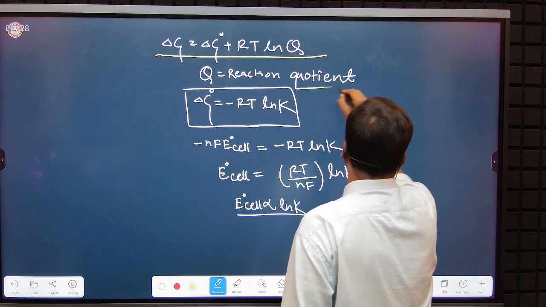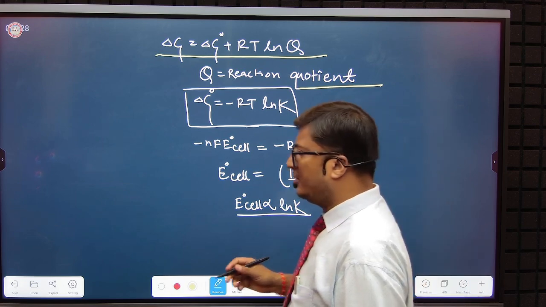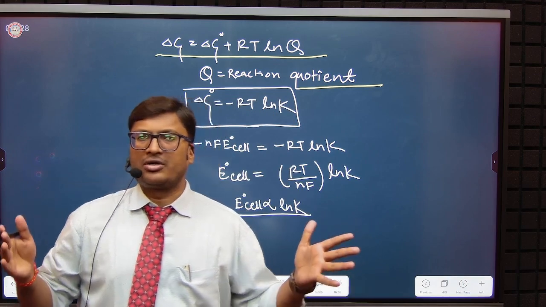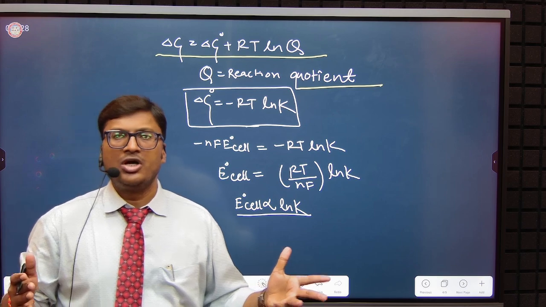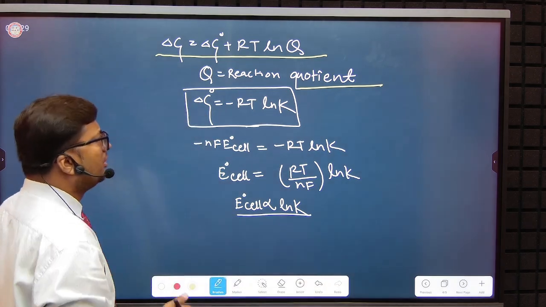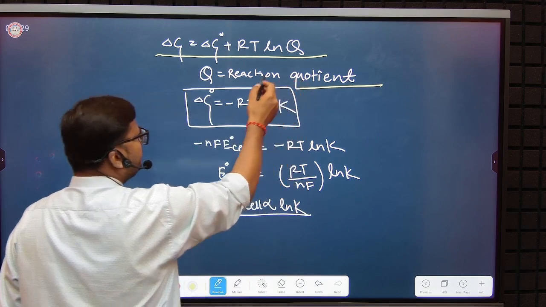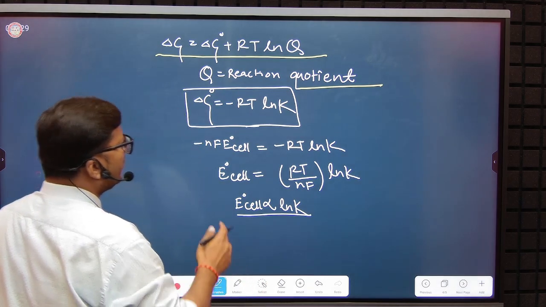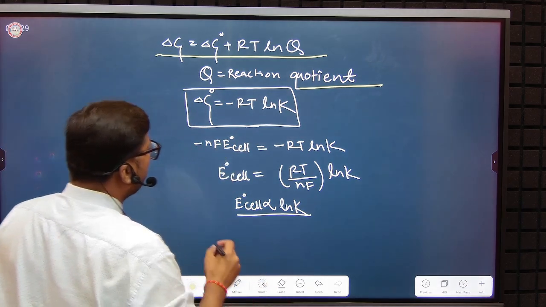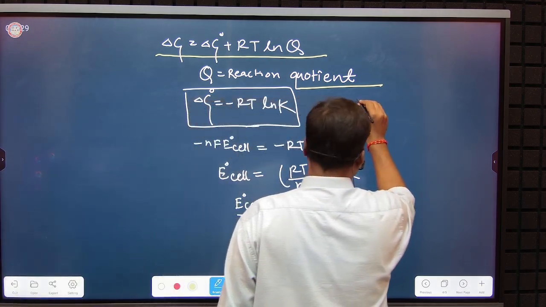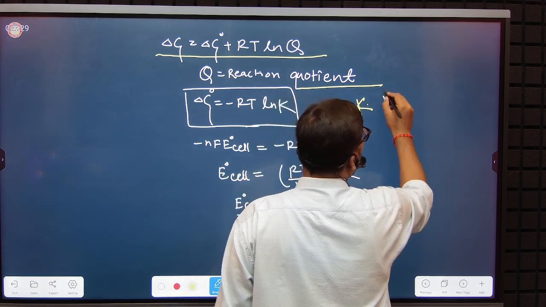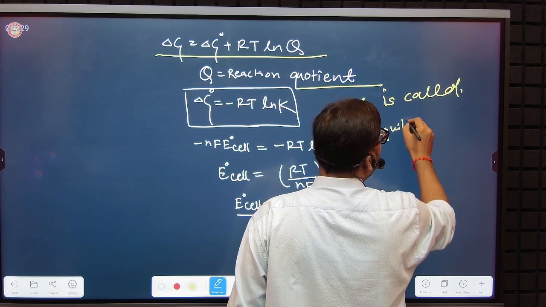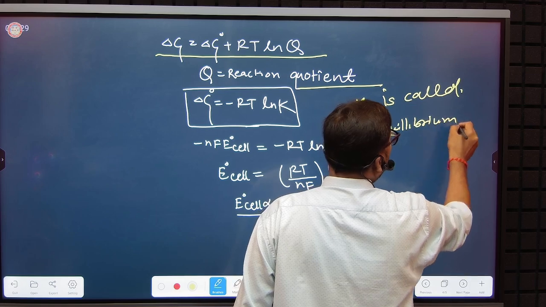Reaction quotient, as you have earlier seen, is the ratio of the concentration of the products to the concentration of the reactants. Now this reaction quotient can be converted into the equilibrium constant. So K is called the equilibrium constant.